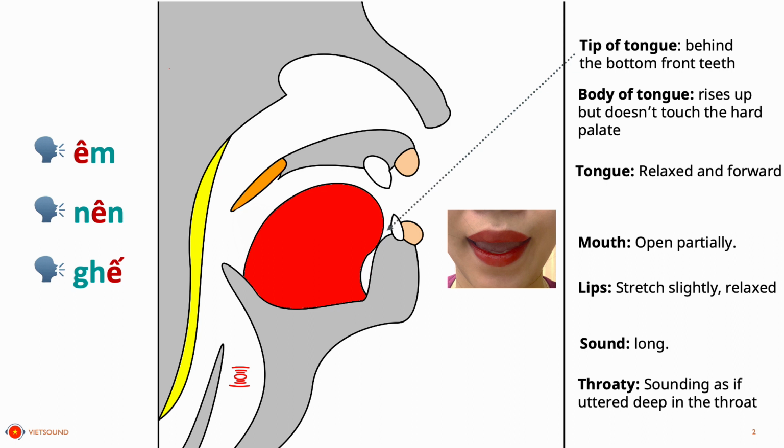First, tip of your tongue is placed right behind the bottom front teeth. The body of your tongue rises up but doesn't touch the hard palate. Your tongue should be relaxed and put a little bit forward.